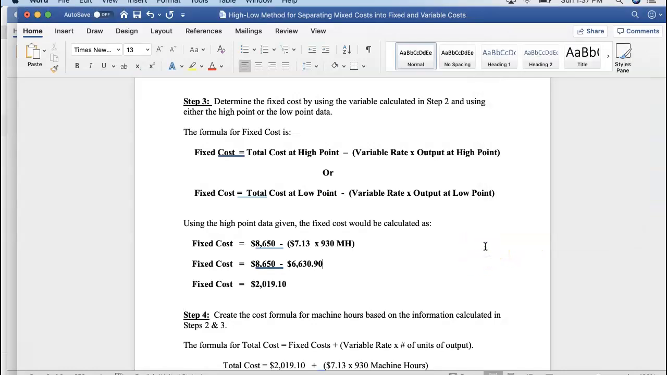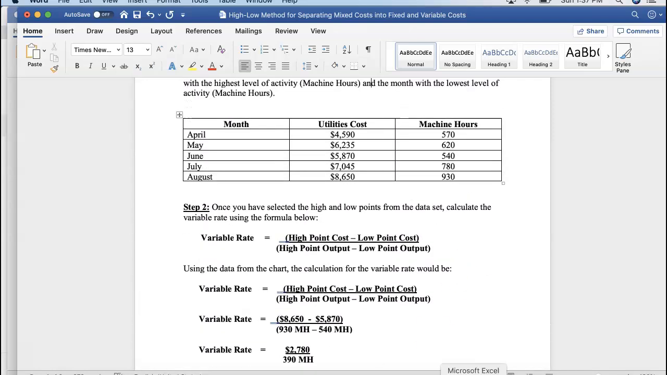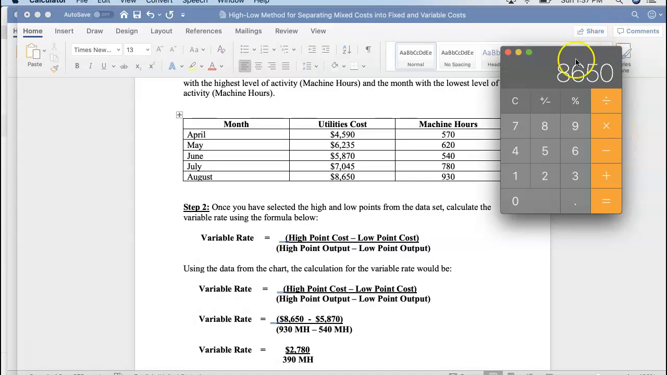So let's scroll back up to the chart and verify that that is actually the amount that was in the chart. So let's pull this back up, and we calculated $8,650 total cost at the high point. And if we look in our chart, that is indeed the correct number. So that's one way you can go back and verify and check your numbers to make sure it is correct. So this is just an overview of the high-low method and how it would be used and how you calculate the different components.